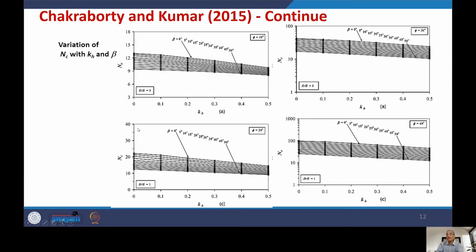So this result is similar, the trend is similar to what we have observed, but this is based on the lower bound theorem, and naturally the values are different. So the trend of the results is the same. So this was the case for NC.